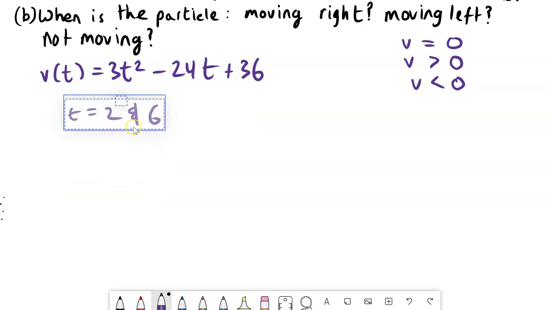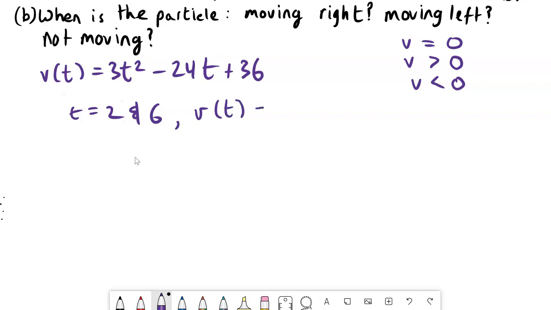Let's move it here. At t equals, let me just be clear, v of t equals 0. So let's look at this.